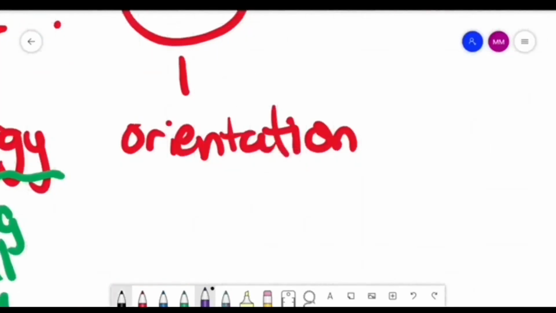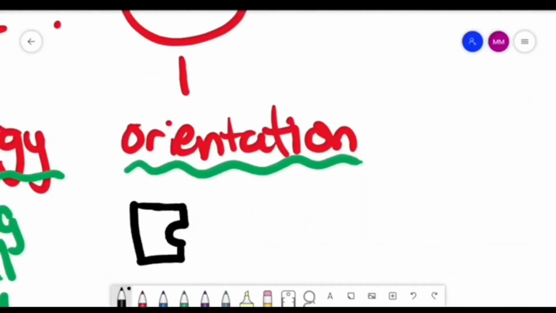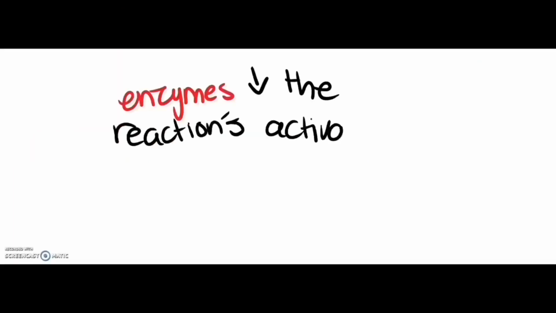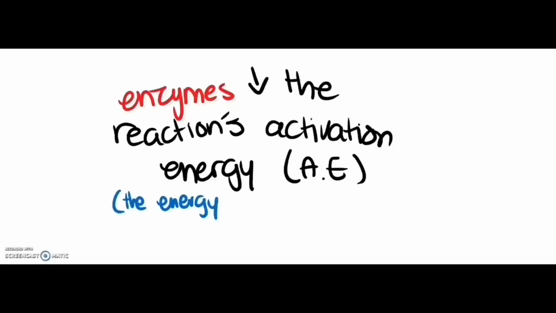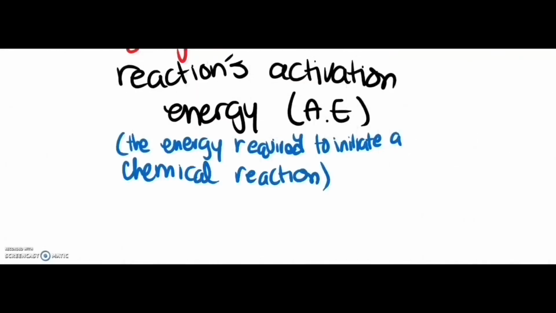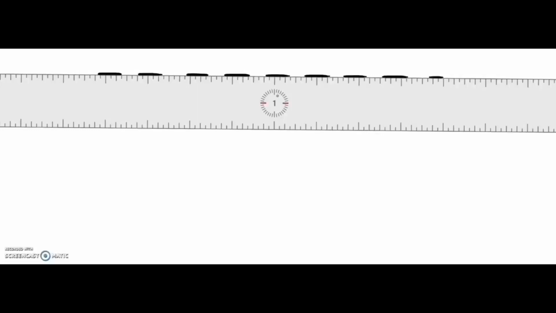Finally, the molecules need to be in the correct orientation to react. Think of it as a puzzle piece. They can't just go together in any way. They need to be correctly oriented in order to fit together. This process is made a lot easier through enzymes, which lower the reaction's activation energy, which is the energy required to initiate a chemical reaction.